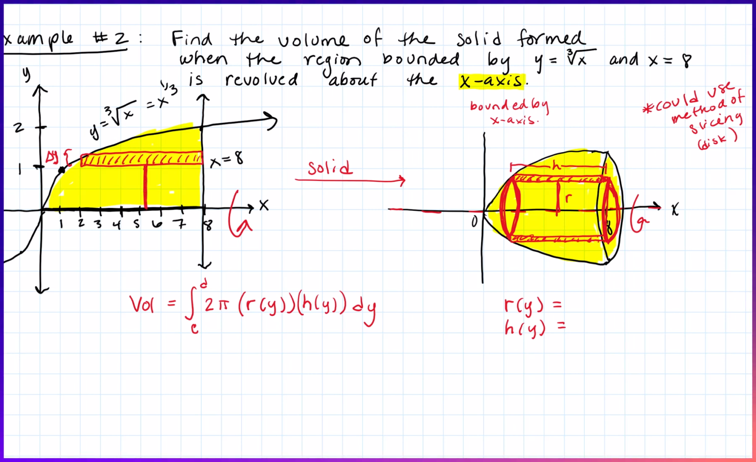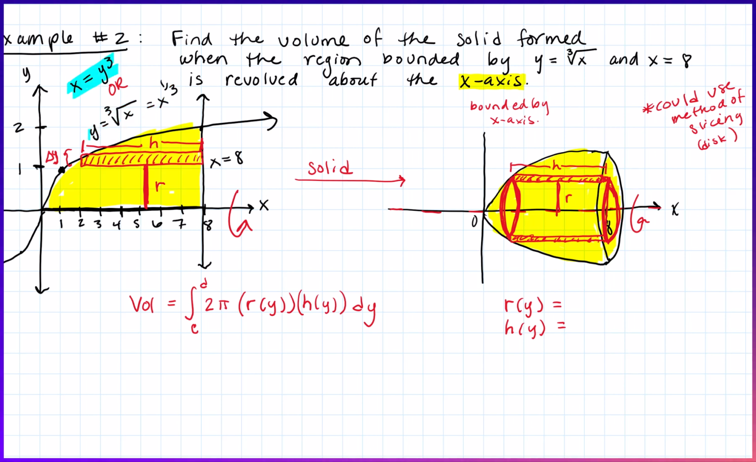And so I think it's a little easier if we come over here and think about what this radius would be and what this height would be as a function of y. On that note, if we look up here, we have our function for this bound of the region written as a function of x. But we could just as easily write x as a function of y. If we cube both sides of that equation, we find that this is equivalent to x equals y cubed. And that's what we're going to use.